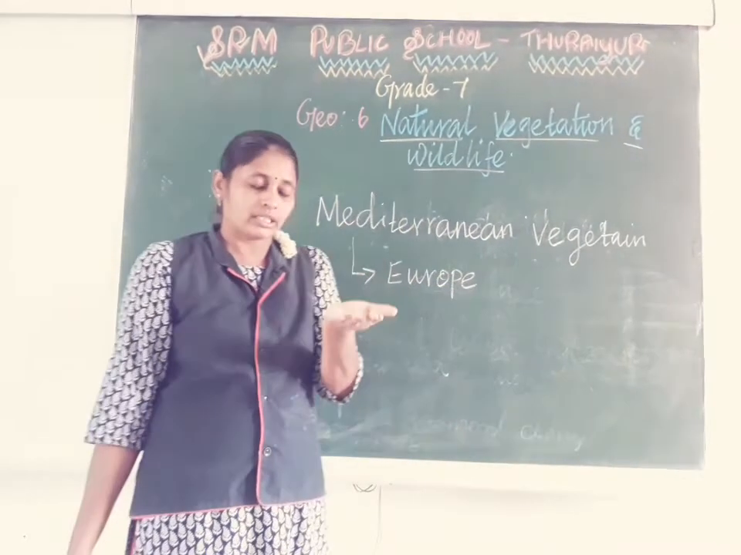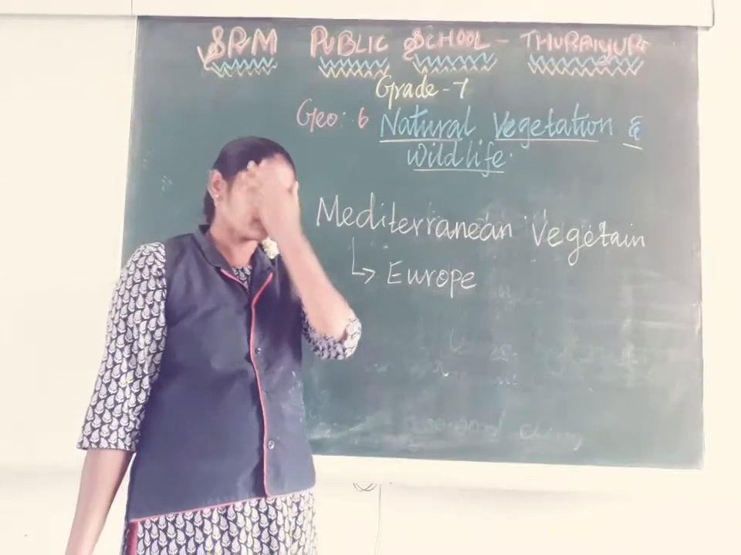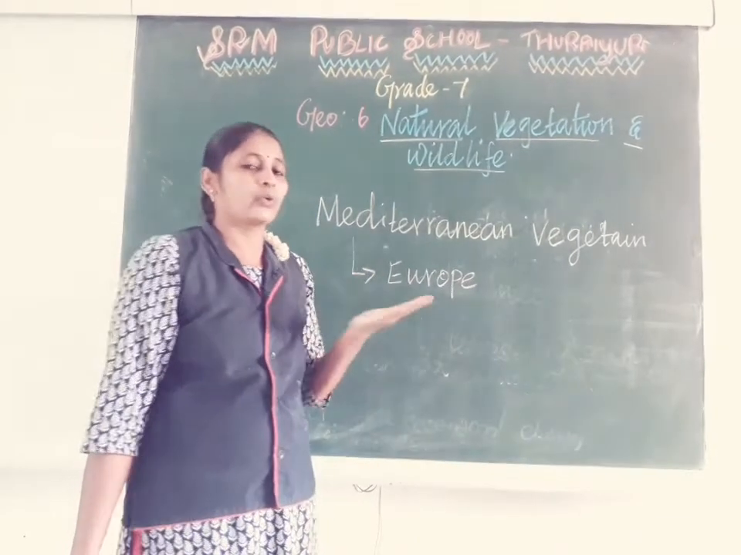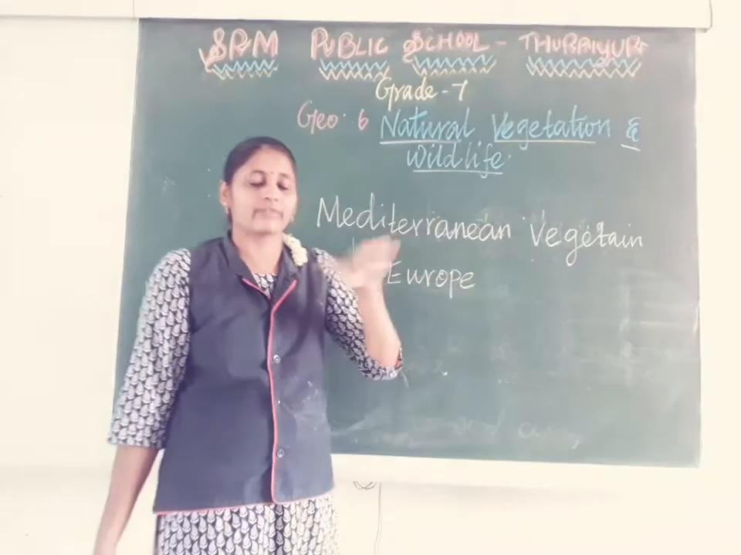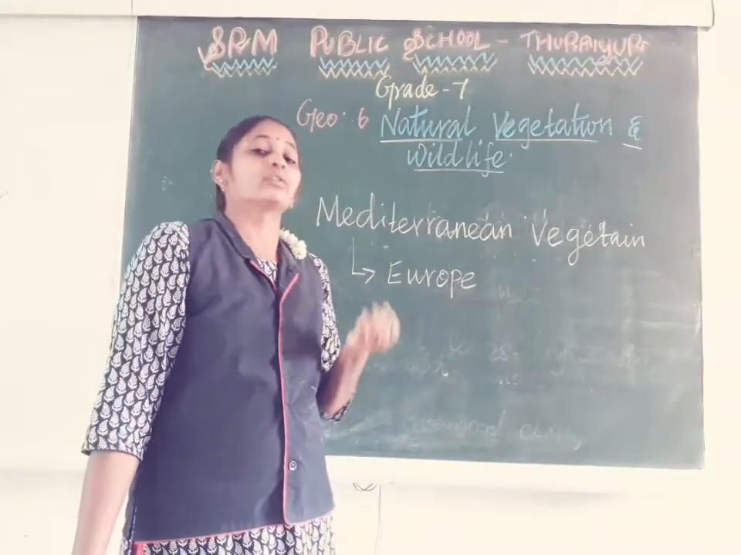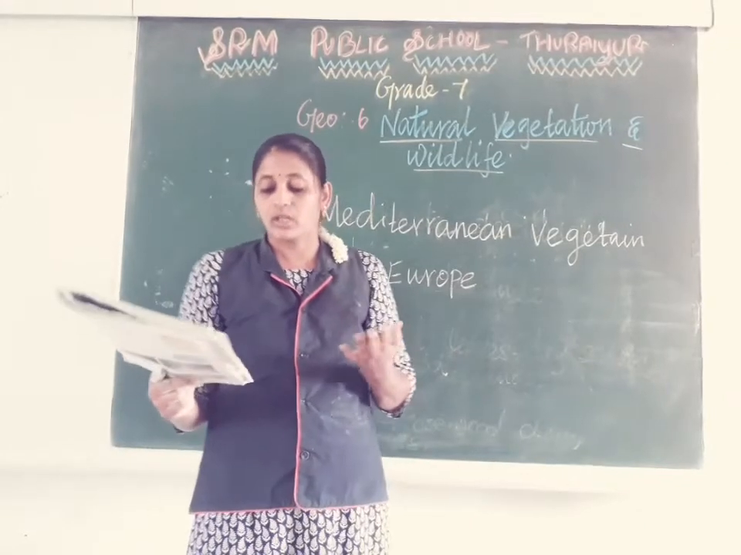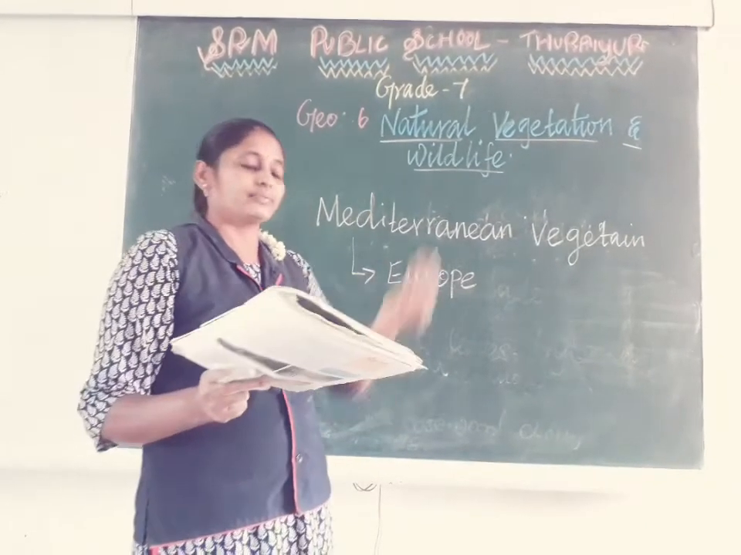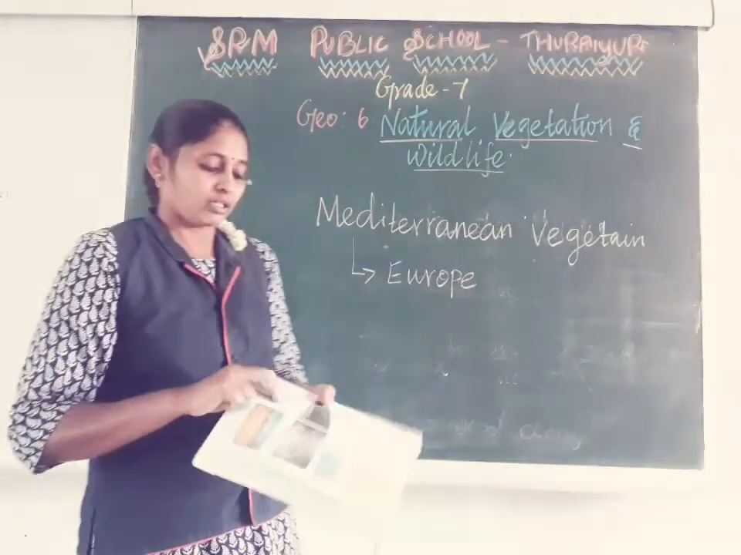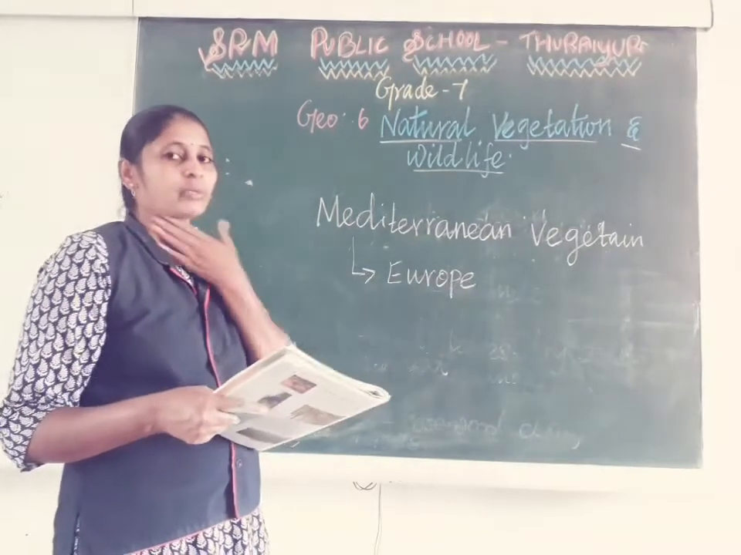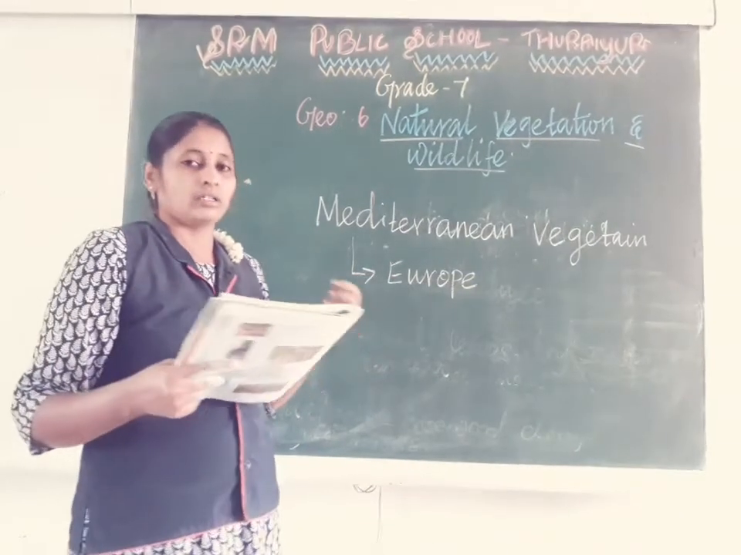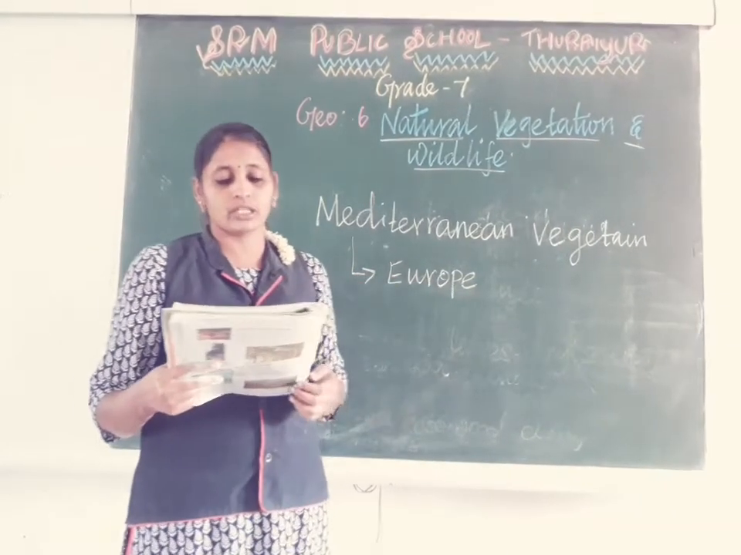Okay, so the leaves of the trees are very thick and wax coated. Okay, wax coated, like wax is coated on the top and bottom of the leaves. So why? Because of to reduce the transpiration. Okay, because of the dry season the water will not be absorbed, because of the sun. So this wax coating helps to reduce the transpiration.